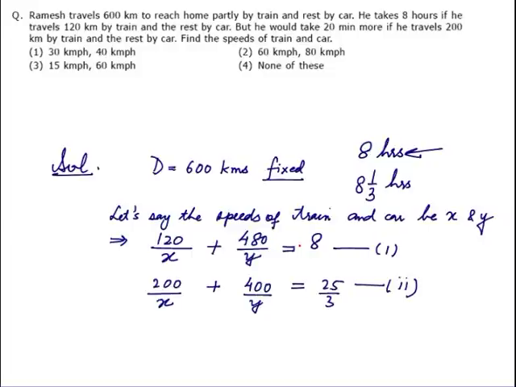Take option 2, 60 and 80. 120 by 60 is 2 and 480 by 80 is 6. 2 plus 6 is 8. The first equation is satisfied. So the answer is 2.